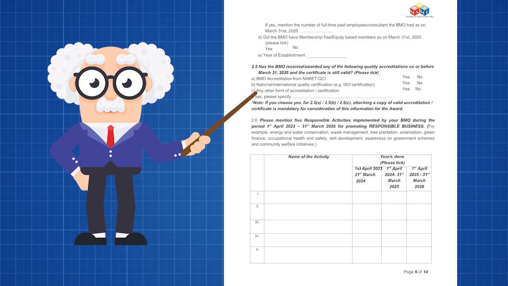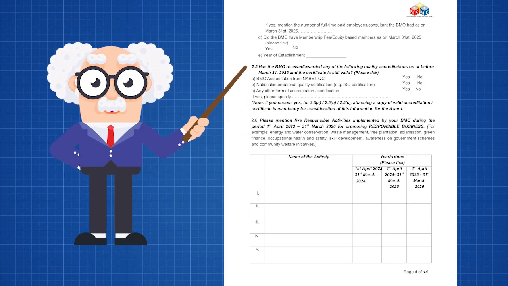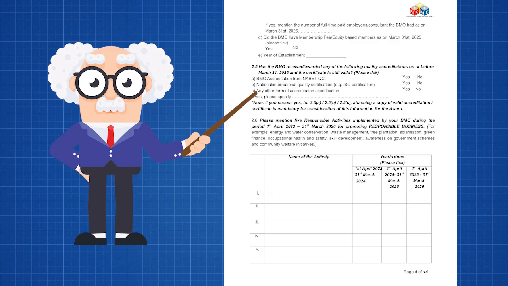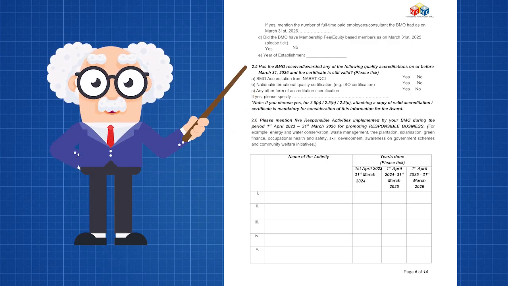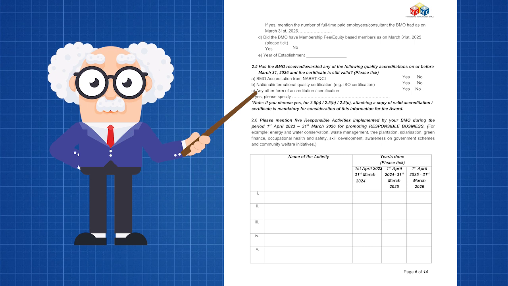Point 2.5, Quality Accreditations, Section 2.5. Here, tick yes or no for each of the following, as applicable on or before 31st March 2026. Part A. Has your BMO received BMO accreditation from NABET-QCI? Part B. Has your BMO received any national or international quality certification such as ISO certification? Part C. Has your BMO received any other form of accreditation or certification? If yes, please specify what it is.